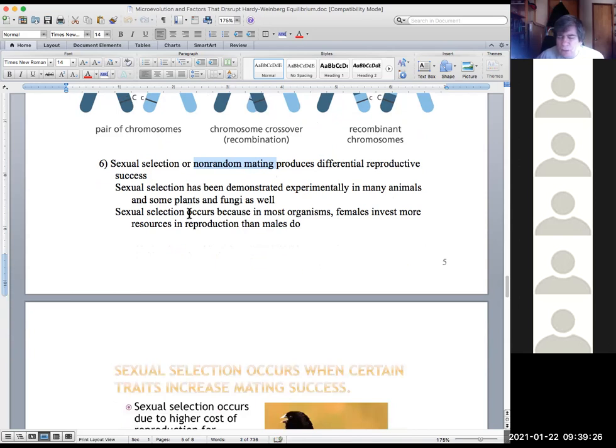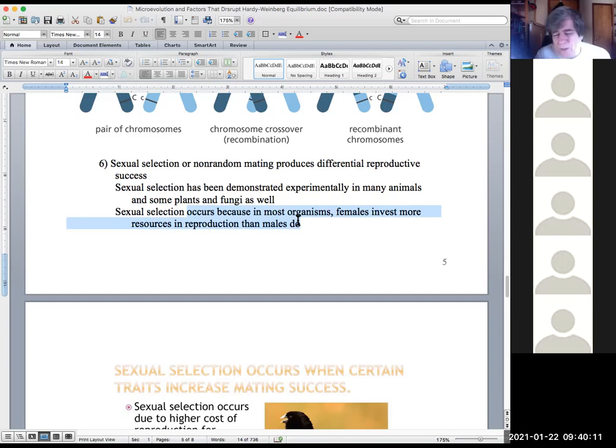And sexual selection really occurs because of one main factor. In almost all organisms, females invest a lot more resources in reproduction than males do. And when I say resources, think about an egg cell and a sperm cell. Egg cells are much, much bigger than sperm cells in almost all living organisms. In people, an egg cell is about 2 million times larger than a sperm cell. And in fact, really all the sperm cell contributes to the egg is the 23 chromosomes from the father. All the cytoplasm, all the organelles in the cytoplasm come from the mother in the egg cell.